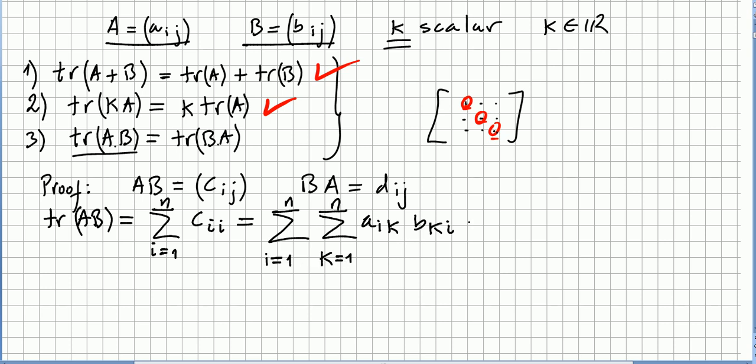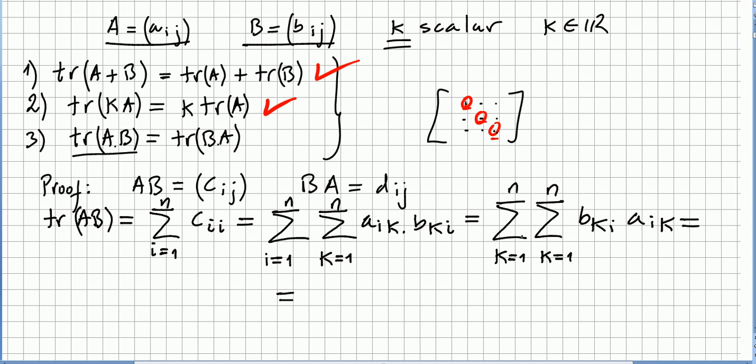Now the sum of a_ik b_ki, we can commute this here. That is a property of these sums. So we can say this is the same as the sum of b_ki a_ik, from k equals 1 to n.